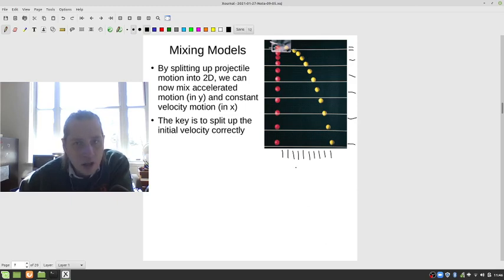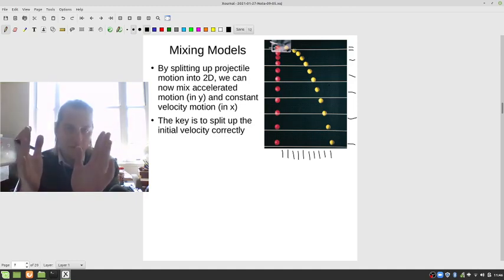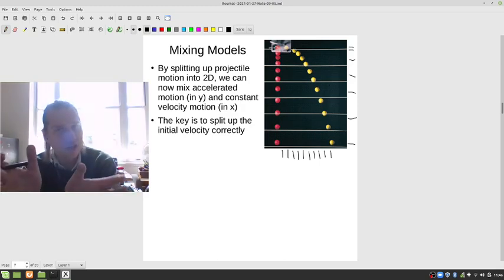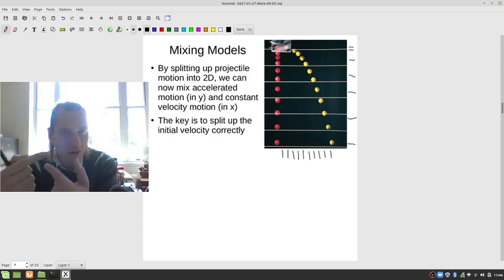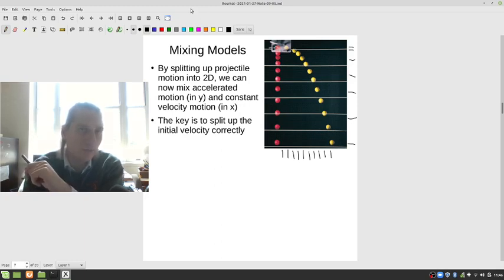Okay, so the key idea of today is that for these types of projectile motion problems, we're going to have to use constant velocity motion in the x direction and accelerated motion in the y direction, and together those tell us everything we need to know about the position versus time and velocity versus time of the ball.